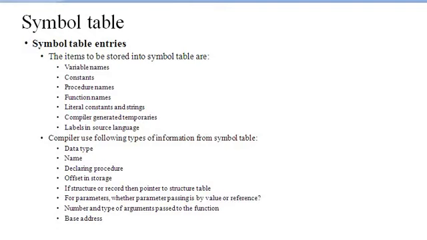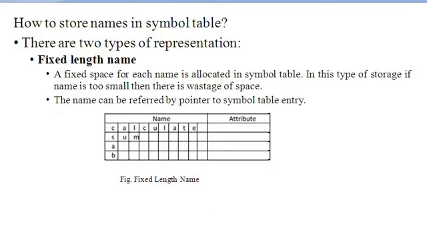Next is how to store your names or any identifiers or variables in your symbol table. So there are two types of representation: fixed length name and variable length name. In fixed length name, a fixed space for each name is allocated in symbol table. In this type of storage, if name is too small, then there is wastage of space.